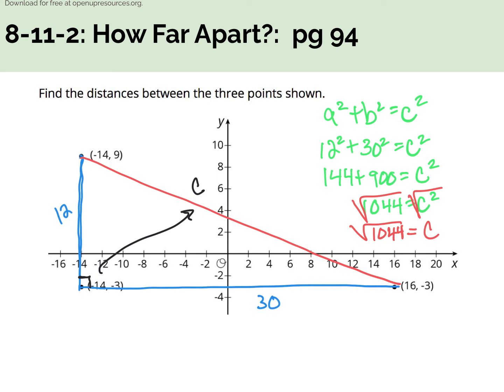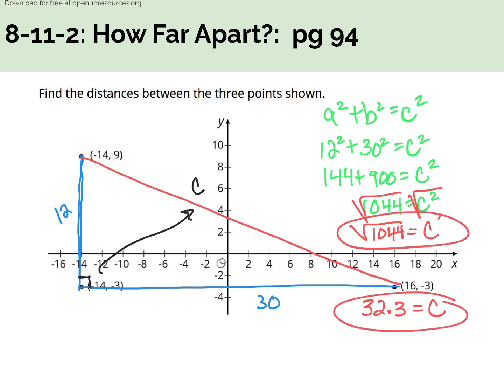And that's the exact distance, right? Because if we take the square root of 1044, it's a decimal. So the exact amount is the square root number. And then we can always round it to the nearest tenth, which is 32.3. So the distance is either one of these.